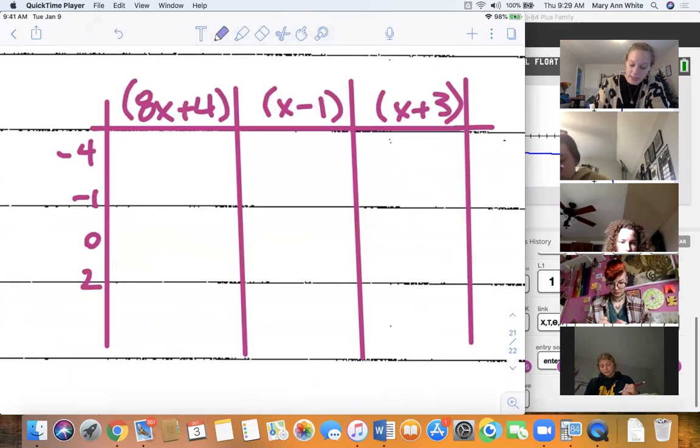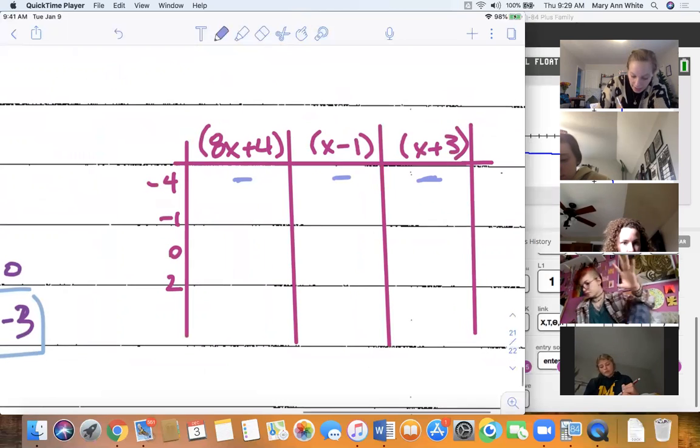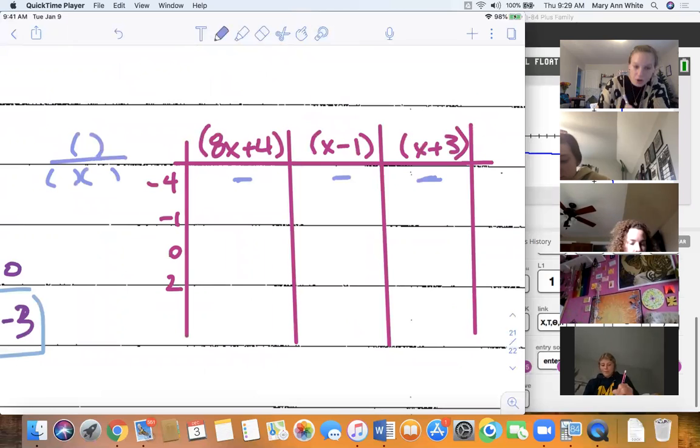Negative 4 times 8 would be negative 32 plus 4. Oh, that would still be negative. Negative 4 minus 1, still negative. And then negative 4 plus 3 is still negative as well. Again, if it helps you, you can set up a little sign chart over here for us to check. So I've got negative, negative, negative. Well, two of the negatives will become positive, but then that third negative keeps it negative.